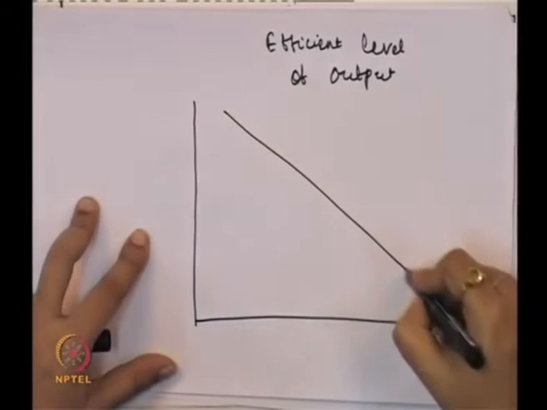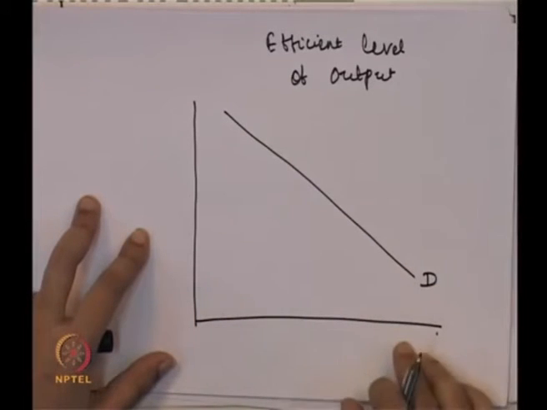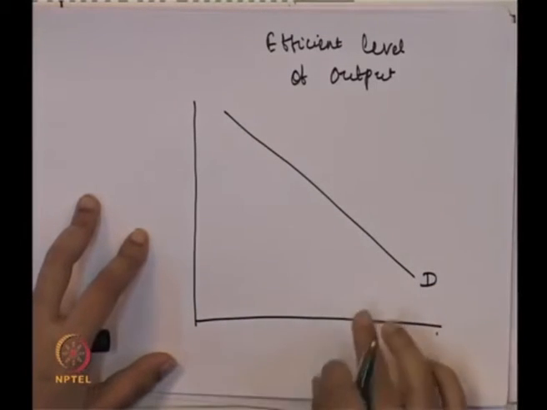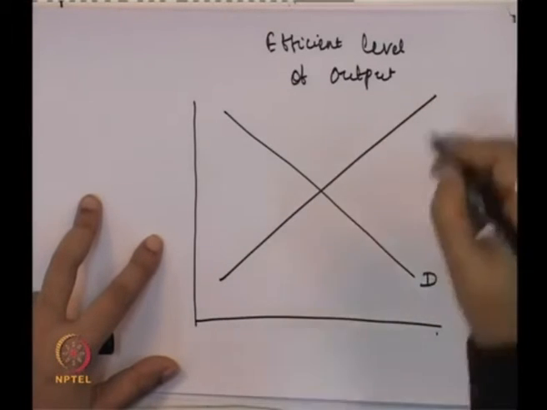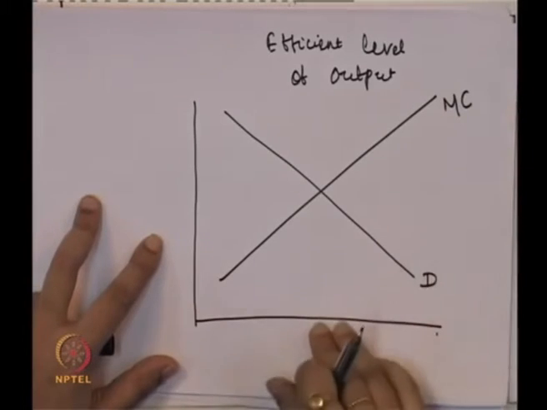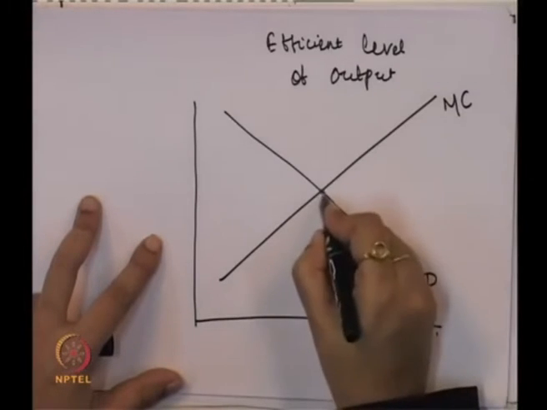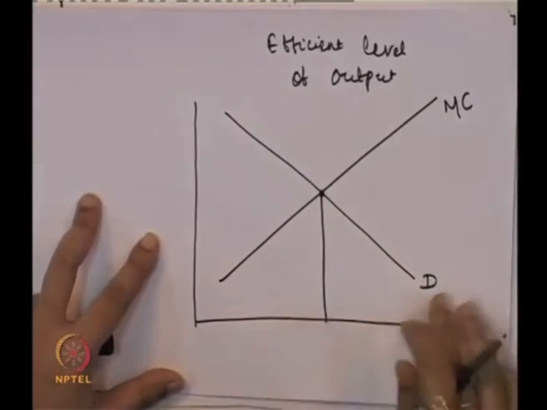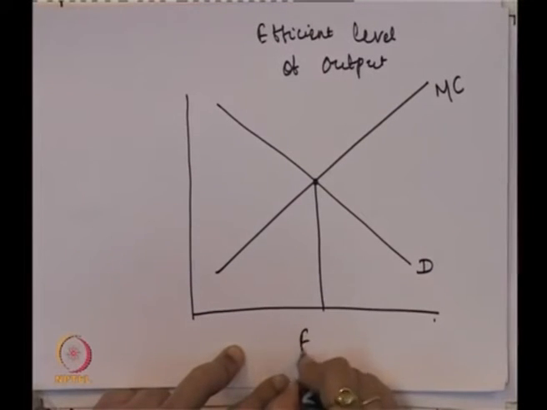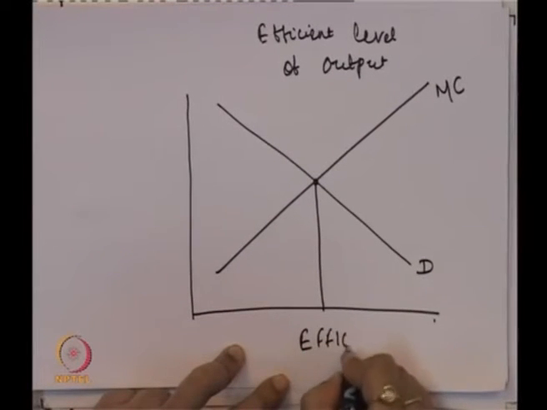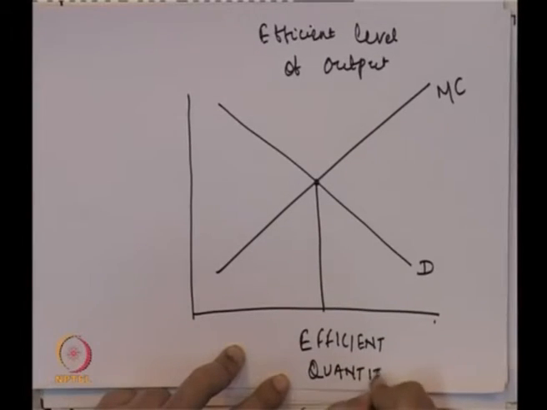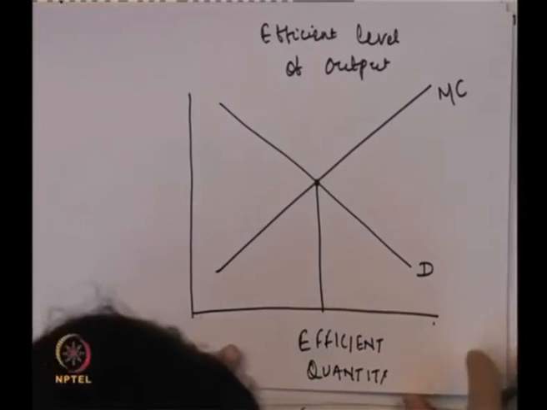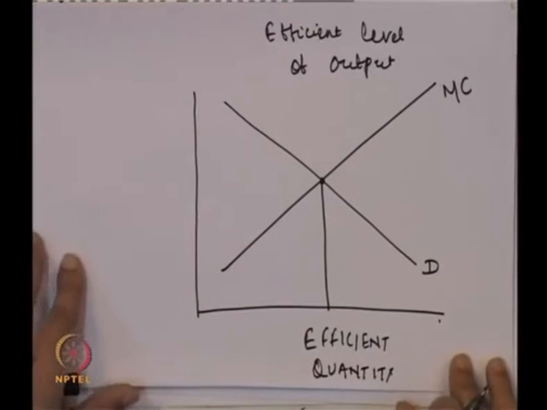We have the demand curve, and what is this demand curve? This is generally the benefit or the value to the buyer. This is the marginal cost. Ideally this is the efficient quantity that the monopolist should produce, or the monopolist should sell to the buyers.